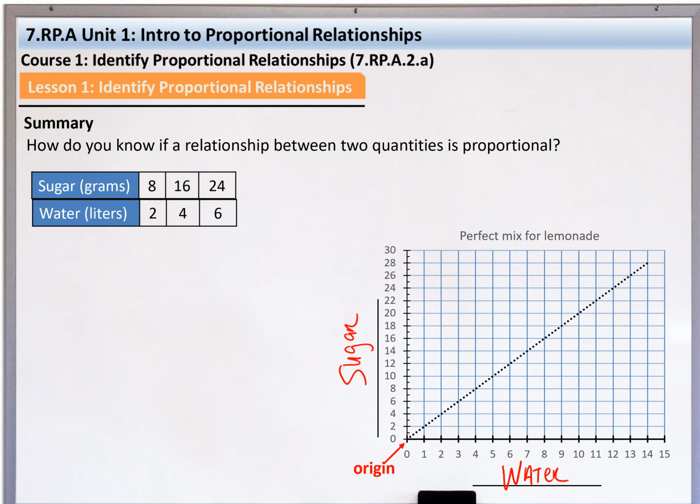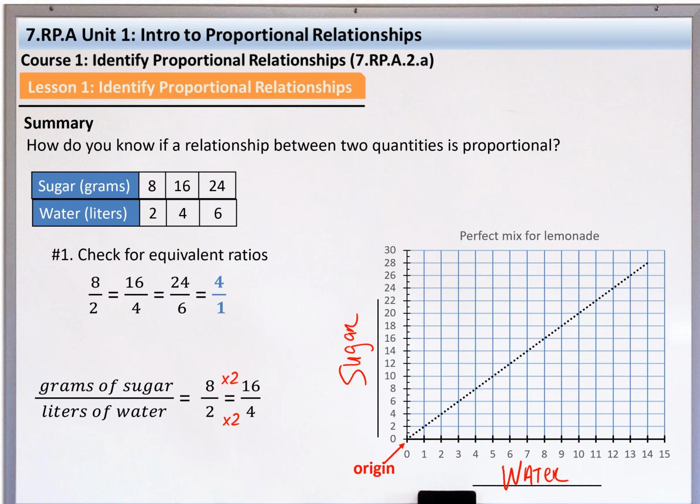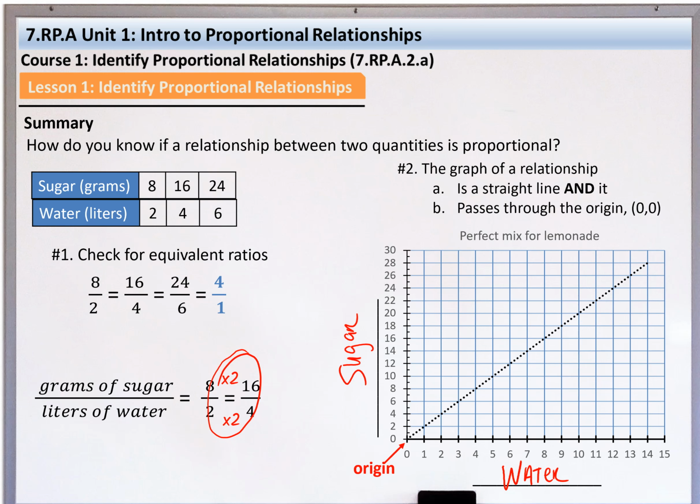Okay, so I'm going to wrap this up. I'm going to go over a little bit. I believe I only have one more slide. So in summary, how do you know if two quantities are proportional? One way is you can check for equivalent ratios. So if they give you a table, you can check for equivalent ratios. You look to see if the relationships, all of them, are constant. And the second is if you ever see a graph, if it's a straight line and it passes through the origin, it's proportional. Those are two ways you can identify a proportional relationship.